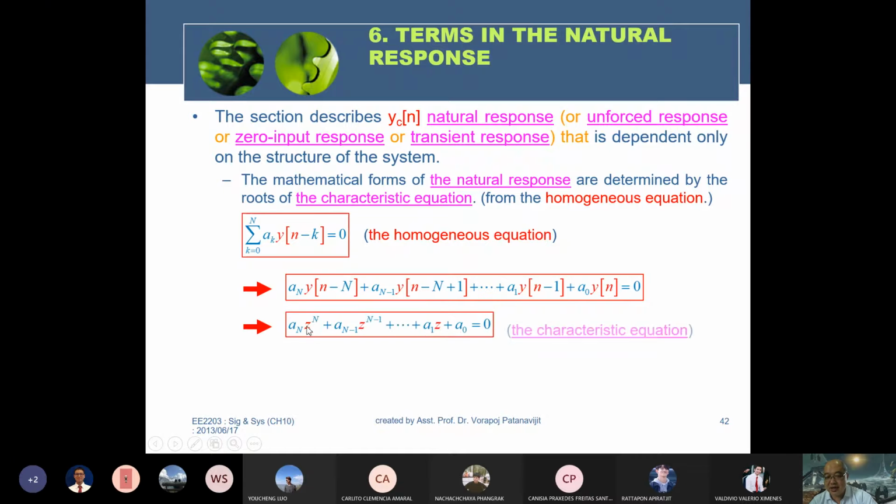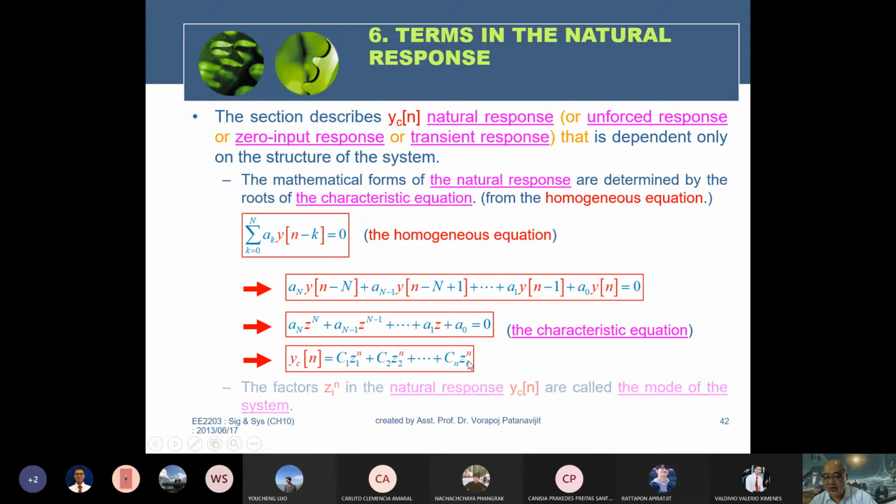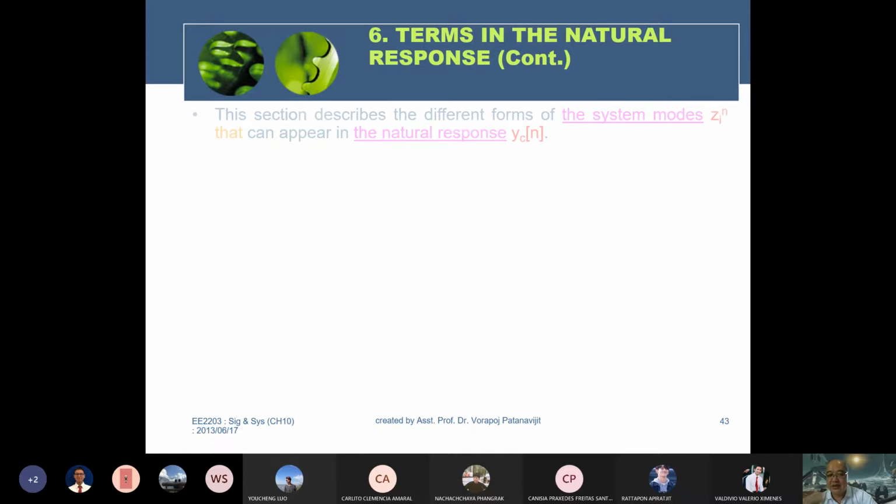If it has order n, you have the characteristic equation, and you can get the general solution. If it has n terms, you have z1, z2, z3 to zn. The key is the value of z in this case. The factor zi in the natural response yc is called the mode of the system. This section describes the different forms of the system mode zi that can appear in the natural response.